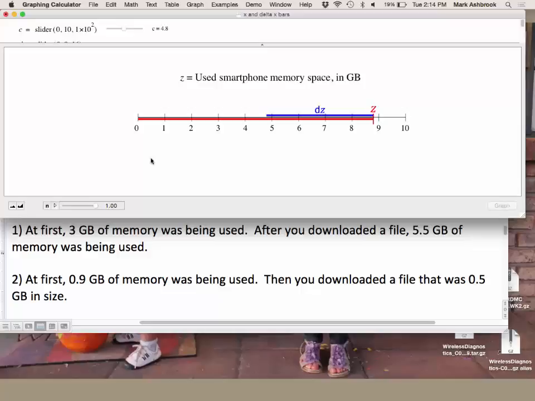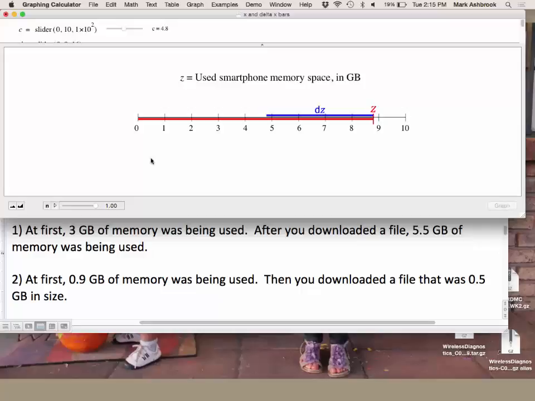Yeah? Okay, so he said Z is the amount of gigabytes used on your phone at any time, and it can change. And then DZ is the change in gigabytes between one value of Z and another, or one time and another. Yeah. One more person this side. What is the distinction between Z and DZ? One more. Who's dying to share their really good answers?